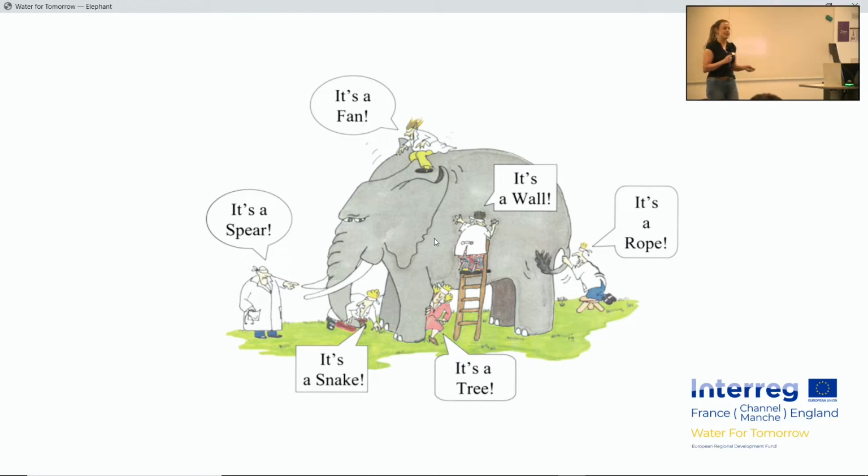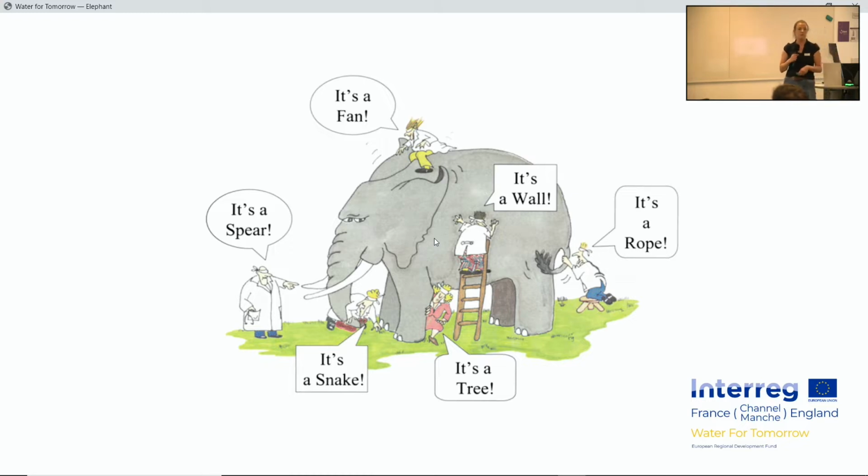Well, I think that that's a really good analogy for the problem that we face when we're trying to communicate data. So if I'm a technical specialist and I'm touching the trunk of the elephant, and I'm trying to explain to another stakeholder, perhaps a farmer, who's touching the tail, that the elephant is like a snake. Of course, the farmer thinks that I'm completely mad because their experience of the elephant is that an elephant feels like a rope.